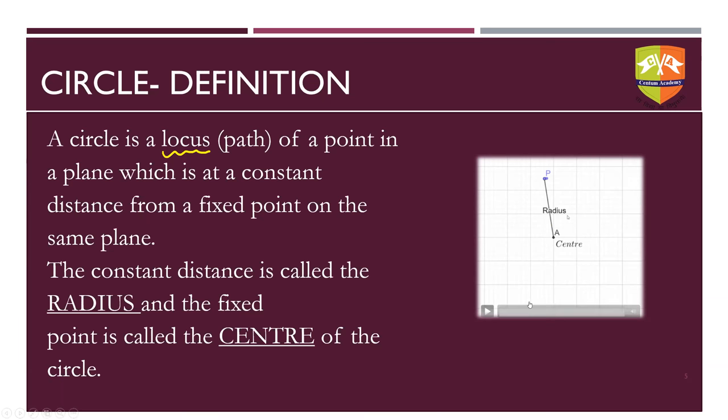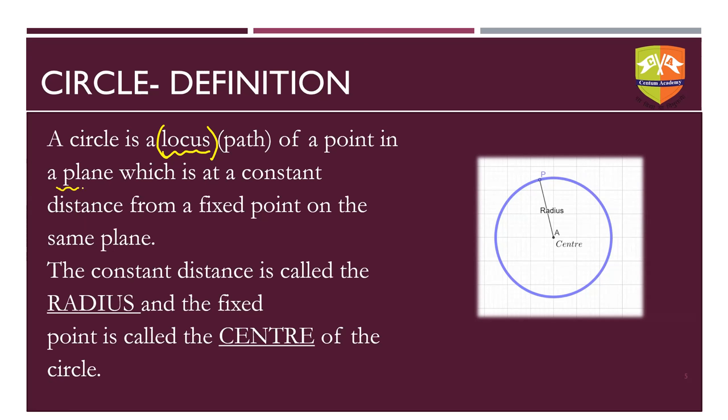So here I have tried to show you what this means. There is a point which is going around a point such that the distance between the moving point P and A is always constant. And the point P tracing that path is called the circle. So that's locus. The word is locus, of Greek origin. Locus means path of a point in a plane.